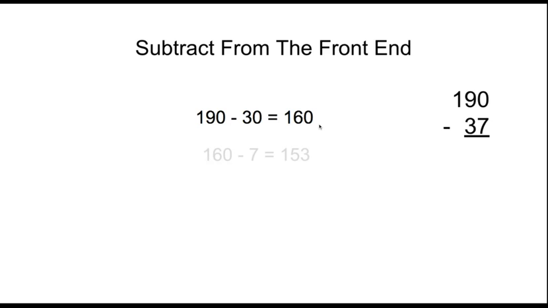Here's a third strategy. Subtract from the front end. Same problem, but I'm going to start with 190, and I'm going to subtract just the 30 from 37. So if I count back 3 tens, that's 160. Now I have to count back the rest of 37, which is my 7 ones. So I'm going to start where I stopped at 160, subtract 7, and that's going to equal 153.